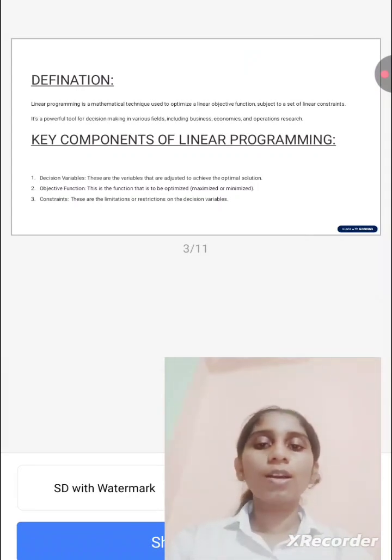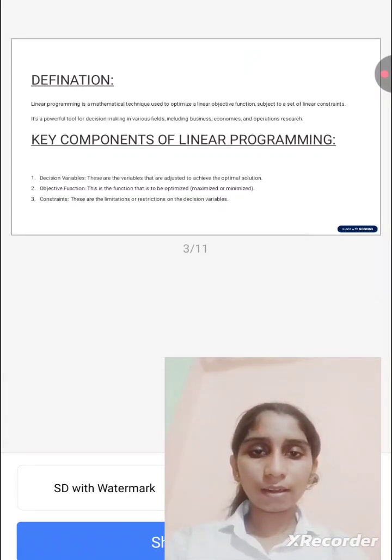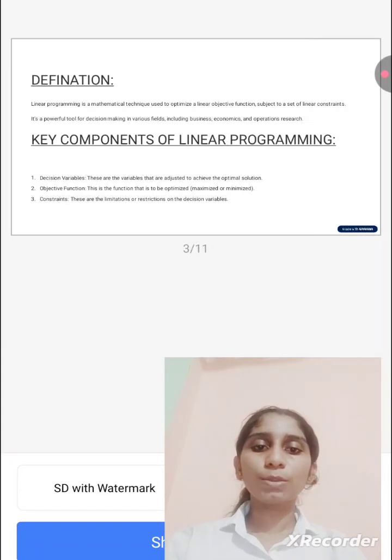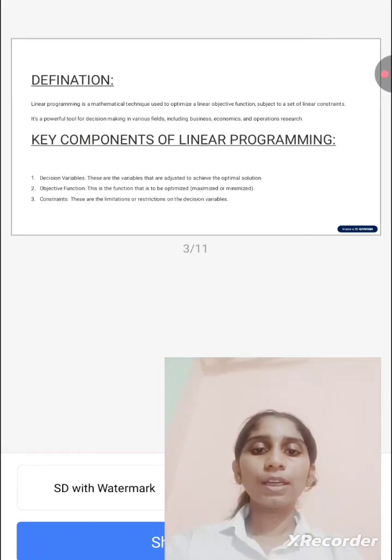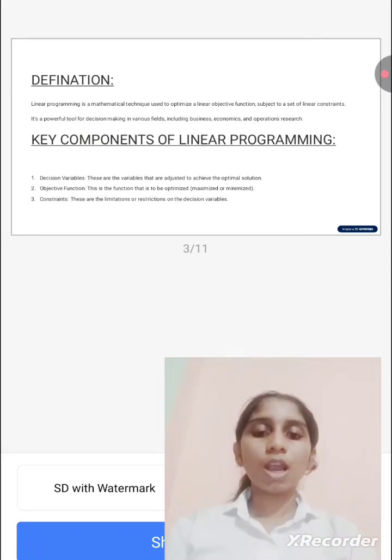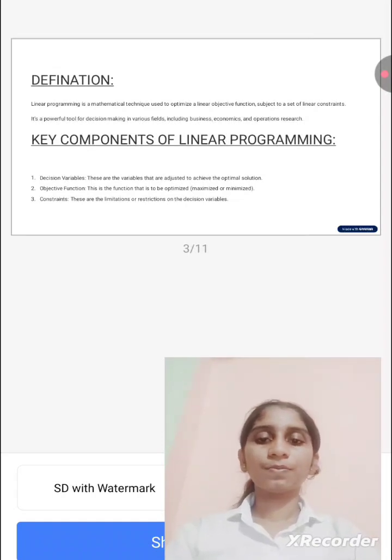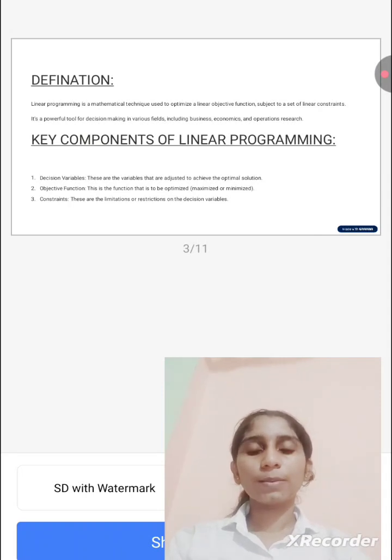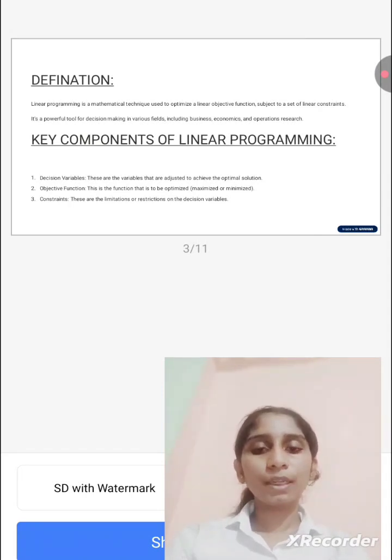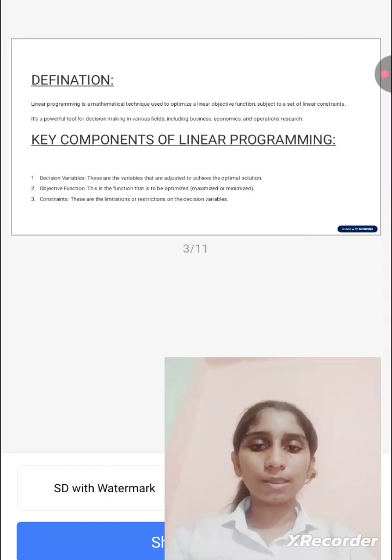Now definition. Linear programming method is a mathematical technique which is used to optimize a linear objective function subject to a set of linear constraints. It is a powerful tool for decision making in various fields including business and operation research. Key components of linear programming. First is decision variables. These are the variables that are adjusted to achieve the optimal solution. Second, objective function. This is the function that is optimized to minimize or maximize. Third is constraints. These are the limitations or restrictions on the decision variables.